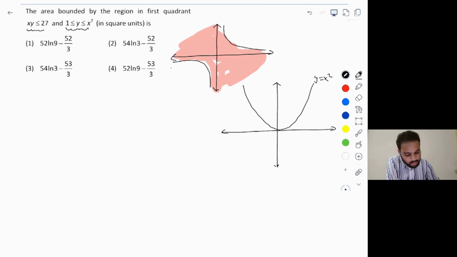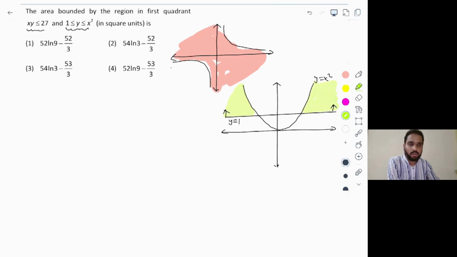And then y is greater than or equal to 1. So this is y is equal to 1 straight line. So which means the required region is above the straight line and also below the parabola because it is y less than or equal to x square. So if you take that common region to both of them, that is above the line and below the parabola, this is how the region looks.